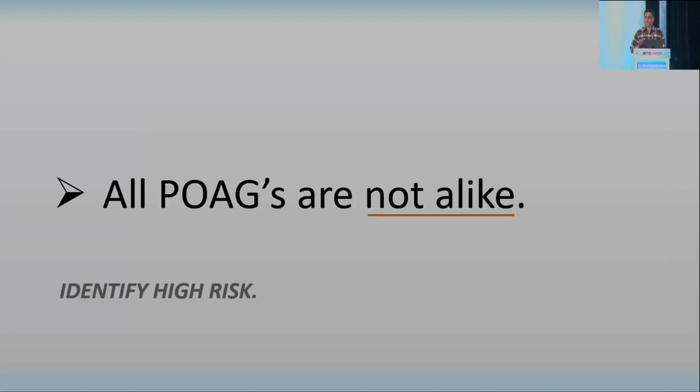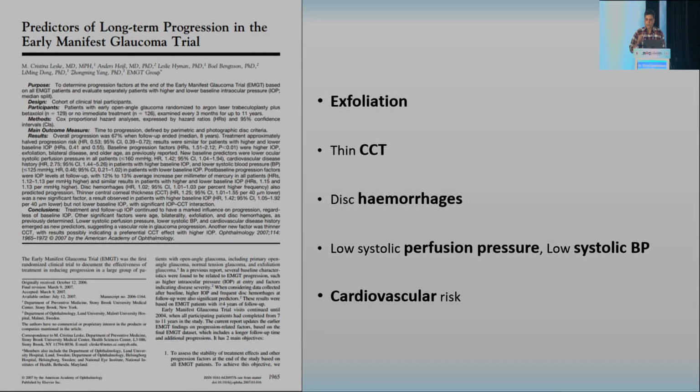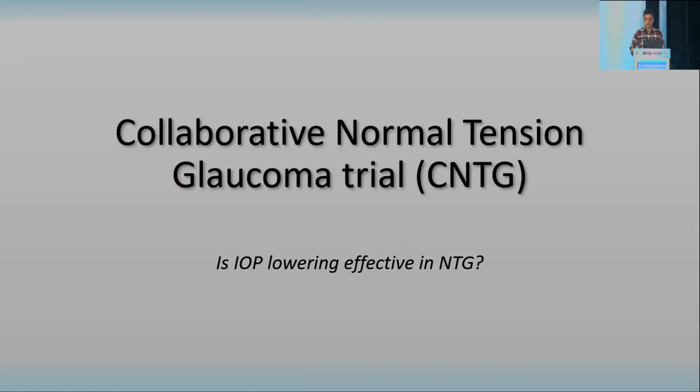Now, all POAGs, like ocular hypertensives, were not alike. Some of them did progress faster, and the predictors of long-term progression included exfoliation, thin CCT, disc hemorrhages, presence of some vascular factors like low systolic perfusion pressure, low systolic blood pressure, and cardiovascular risk.